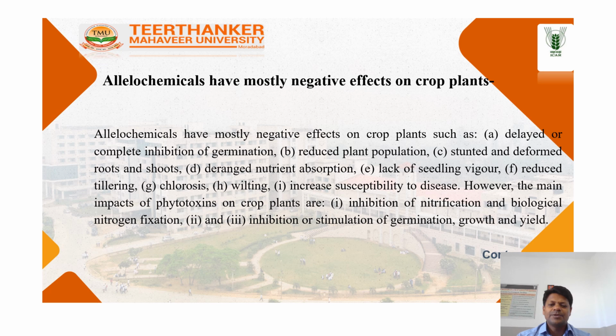Allelochemicals have mostly negative effects on crop plants, such as delay or complete inhibition of germination, reduced plant population and stand, deformed root and shoot, poor nutrient absorption, lack of seedling vigor, reduced tillering, chlorosis, wilting, and increased susceptibility to disease. However, the main impacts on photosynthesis of crop plants are inhibition of nitrification and biological nitrogen fixation, and inhibition or stimulation of germination, growth, and yield. These are the negative effects of allelopathy on the crop plant.